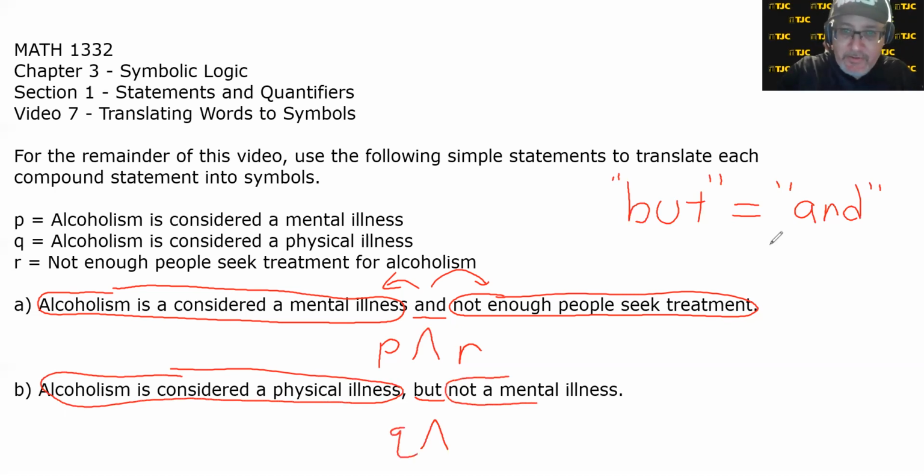Look to the right. Not a mental illness. Now, realize that that is not a statement because it's not a complete sentence, but this is where our connectives sometimes are between phrases and clauses instead of entire sentences. If we were to read that statement in its entirety, it would be alcoholism is considered a physical illness, but alcoholism is not considered a mental illness. So how would we write alcoholism is not considered a mental illness? Well, P is alcoholism is considered a mental illness, so it would be that, but this is its negation, so it would be Q and negation P, or Q conjunction negation P.